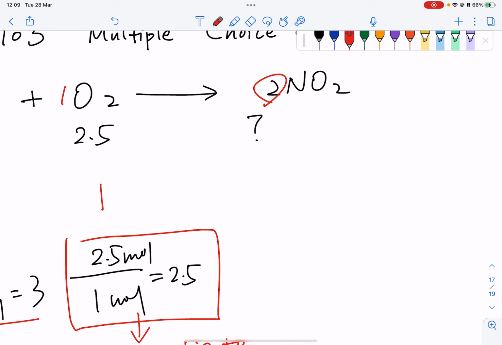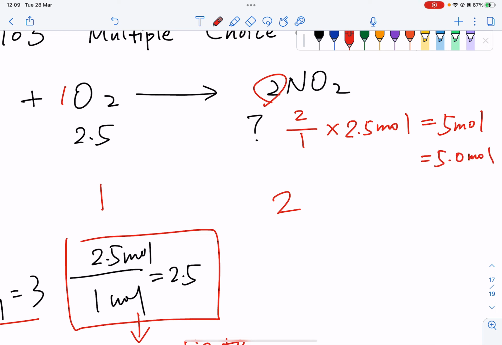Firstly, we find the mole ratio for oxygen and nitrogen dioxide. The mole ratio will be 1 to 2, right? All right, how can we derive the moles of NO2 here? Remember, always put the unknown at the top, like NO2 at the top, the known at the bottom, so we have 2 to 1, and then times the moles here, which should be 2.5 mole, right? So finally, we should be able to get the answer as 5, or you can say 5.0 mole, which belongs to which answer? It should be answer B right here.